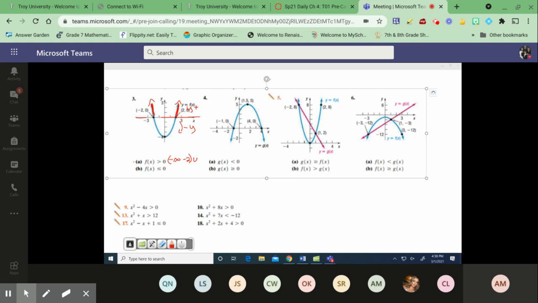So from negative infinity, as x goes to positive infinity... from negative infinity to negative 2, take a break. And then we pick back up at 2 to positive infinity. Yes?